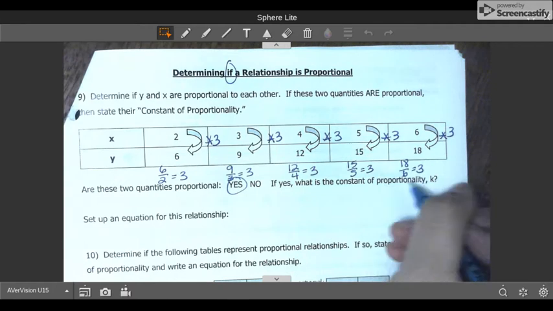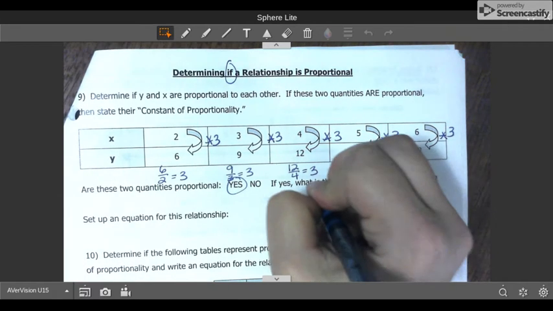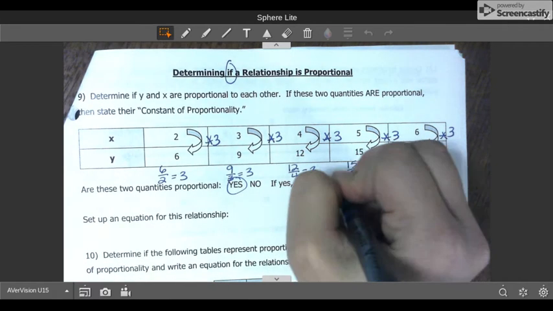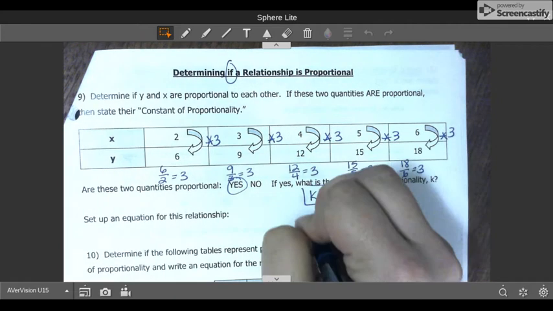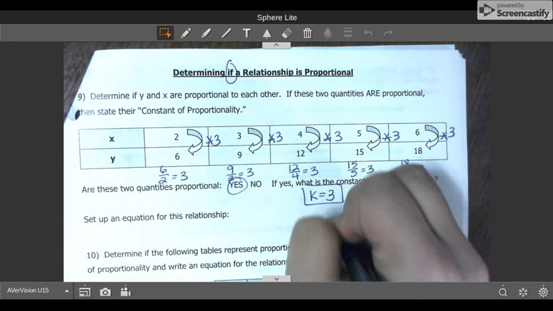If yes, what is the constant of proportionality? K is 3. Set up an equation for this relationship. Y equals 3x.